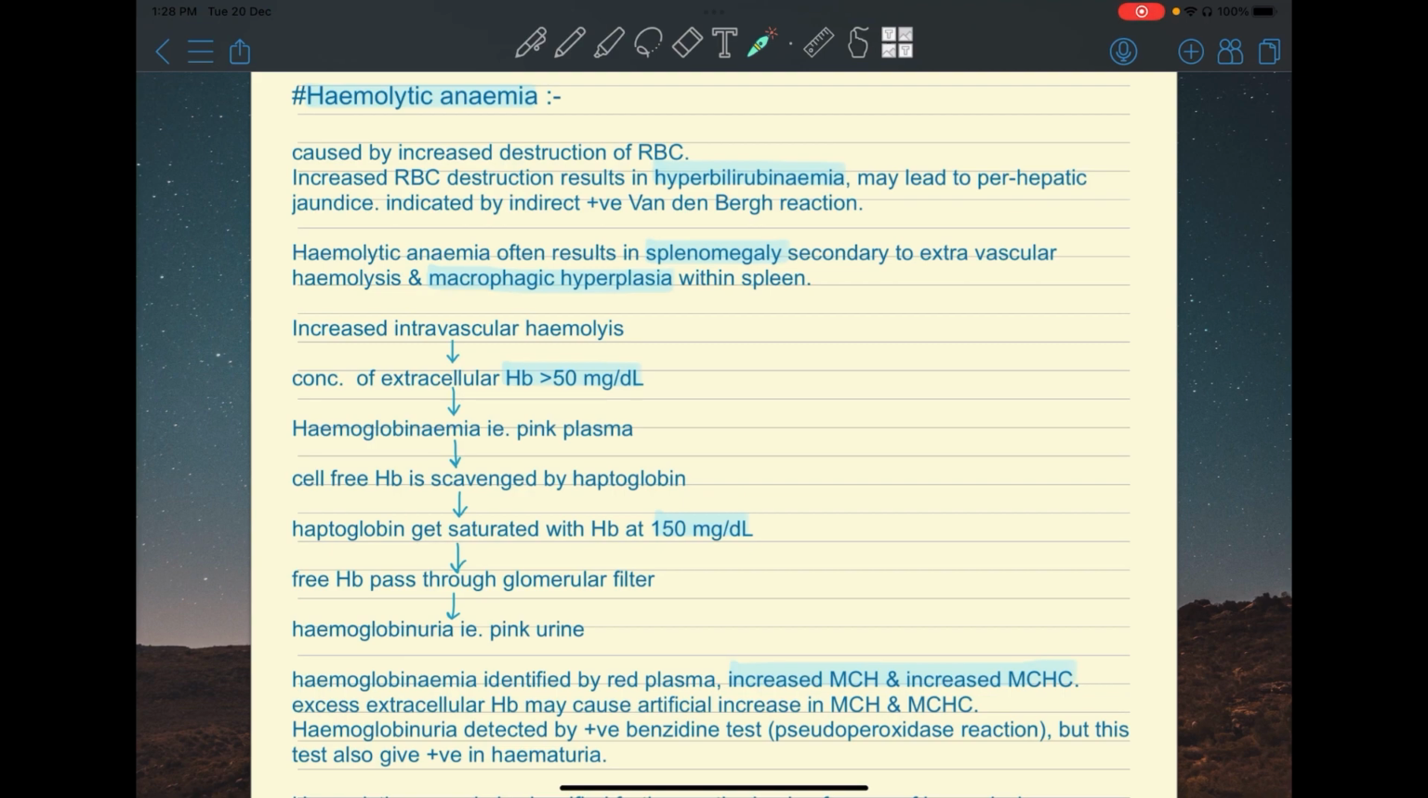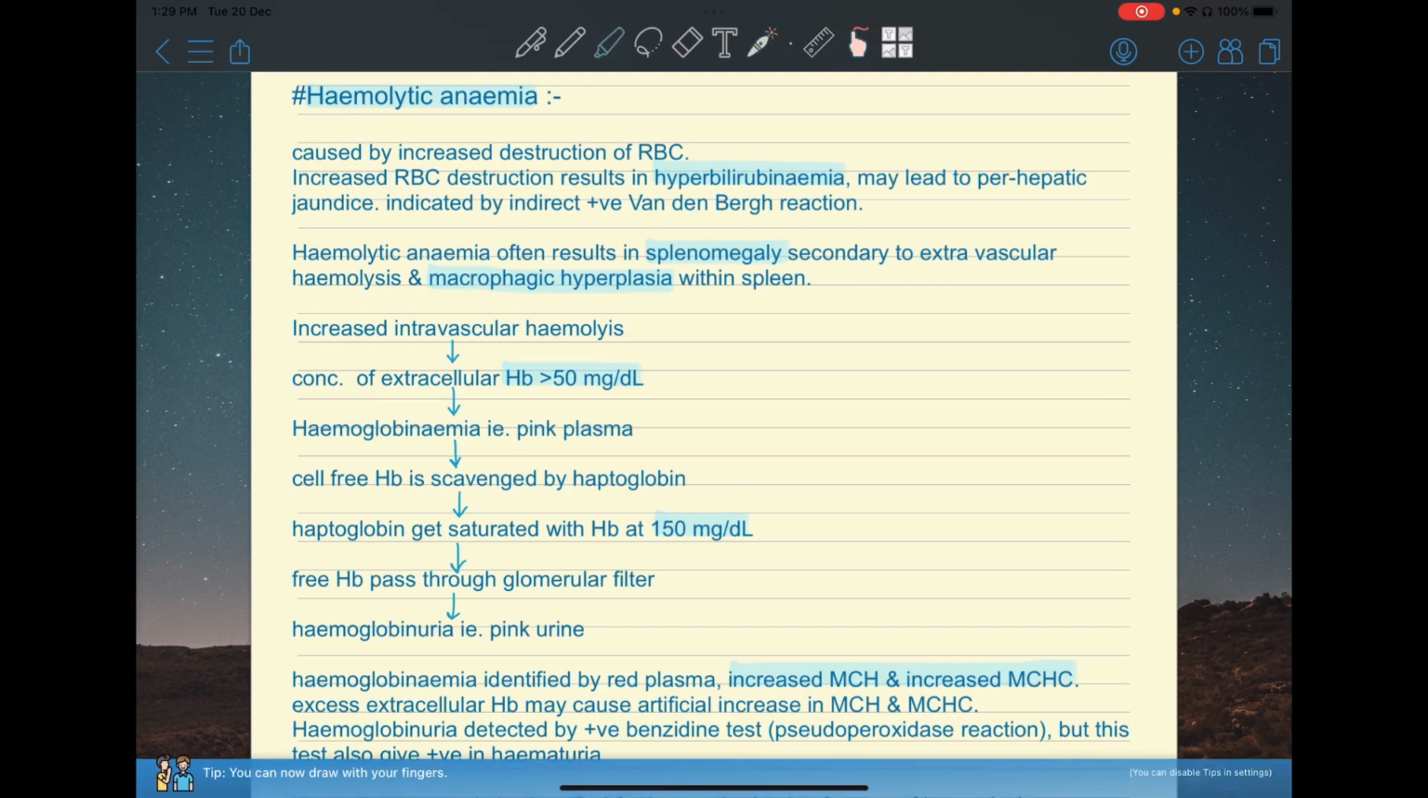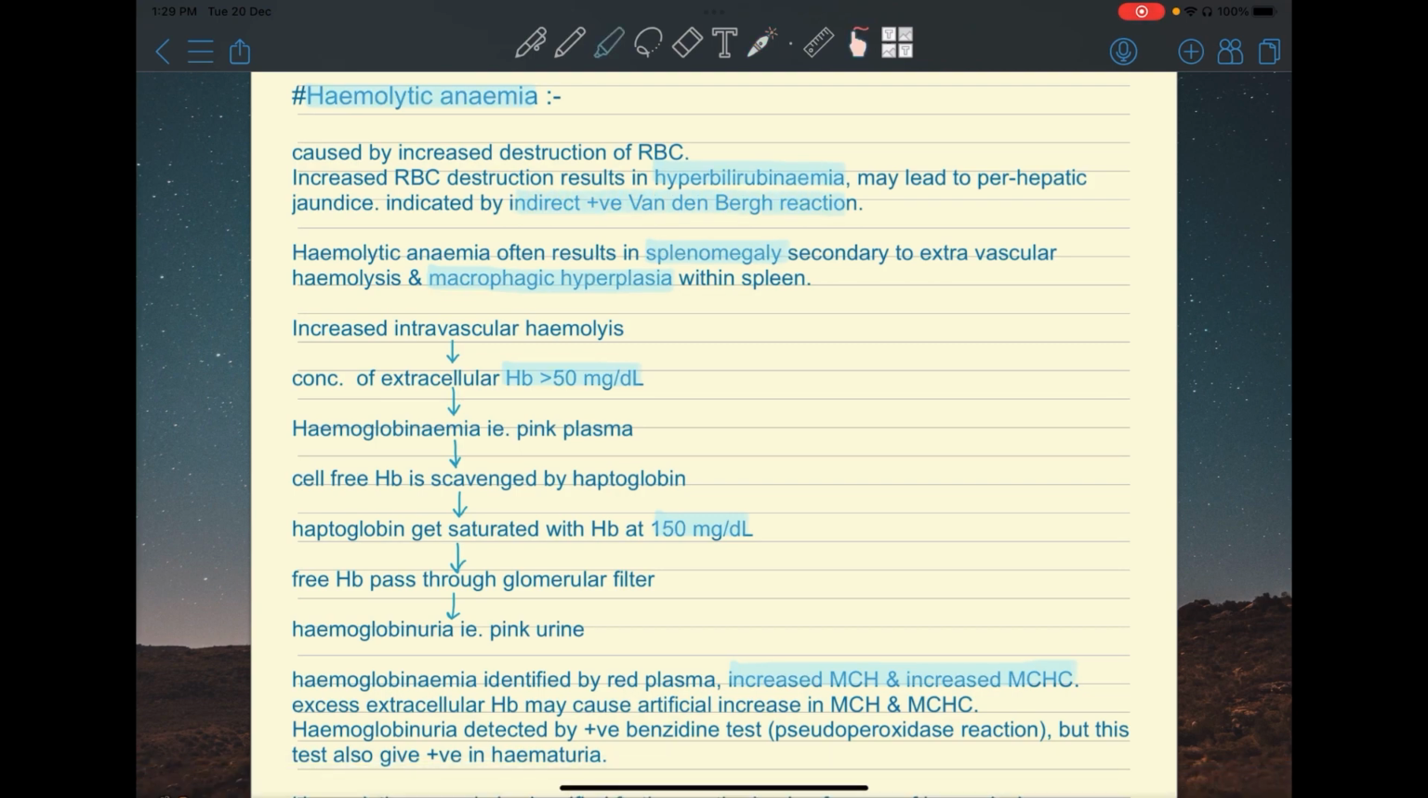How to detect prehepatic or hemolytic jaundice? By the Van den Bergh reaction. An indirect positive reaction will indicate hemolytic anemia. This is important: indirect positive Van den Bergh reaction.